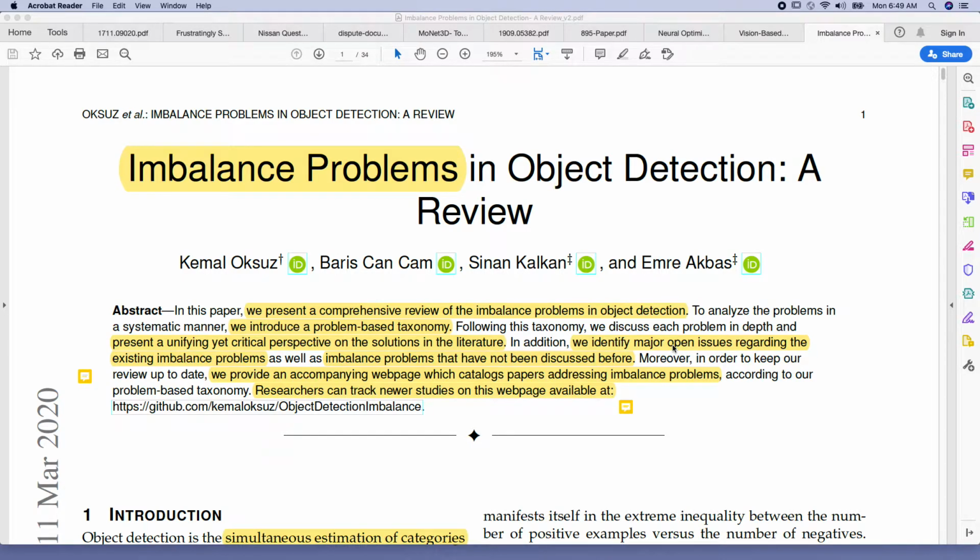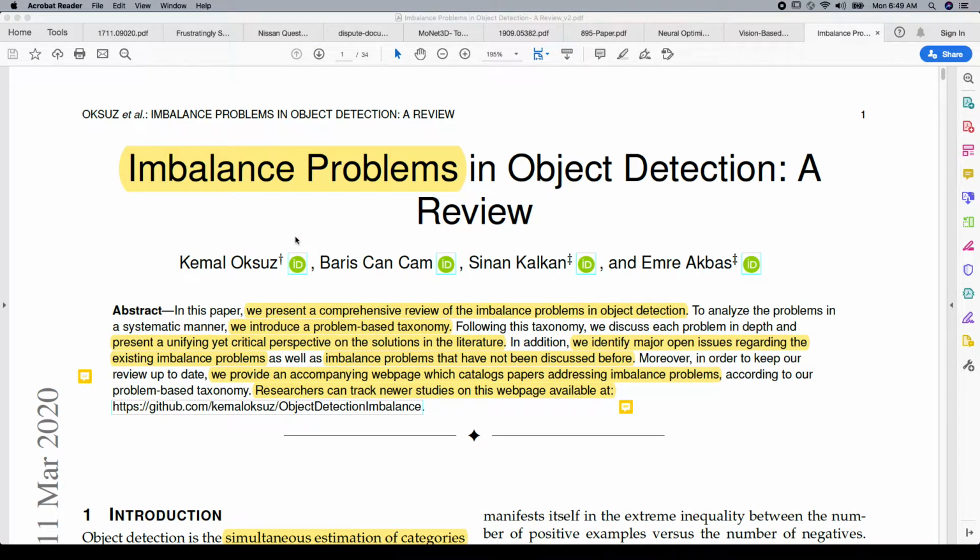Back to the continuation of our review of deep learning papers, most especially in computer vision, and we narrow down to object detection. Now, in this paper, we're talking about the imbalance problems in object detection, and it's a review of the imbalance problem. For those who don't know about the imbalance problem, it's just self-explanatory. It means that, say for instance, you have two classes in your data set. One class is much more than the other class, so we say it is imbalanced.